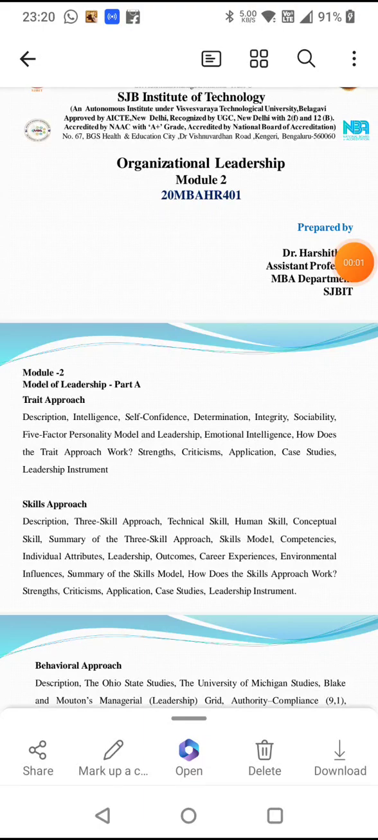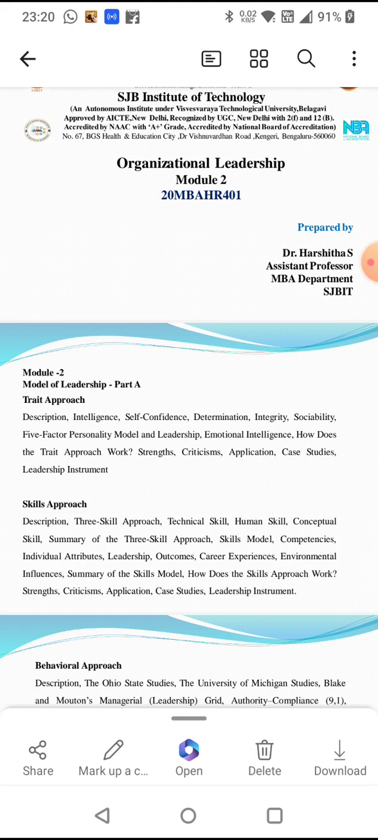So we are in video 4 of organizational leadership, wherein we'll be starting with the second module. The second module tells us about the different models of leadership, for example, the trait approach, the skill approach, the behavioral approach, and the situational approach. So let us start by looking into what exactly we have in this module.